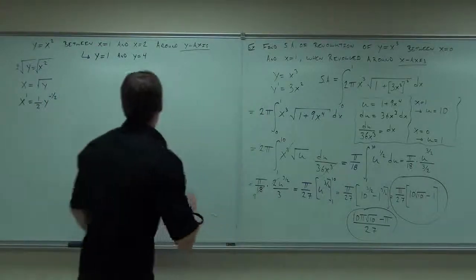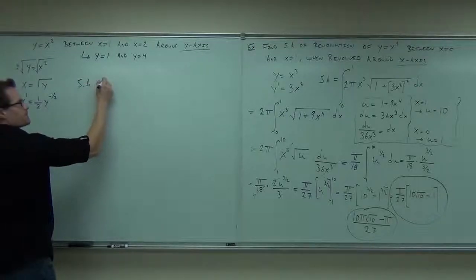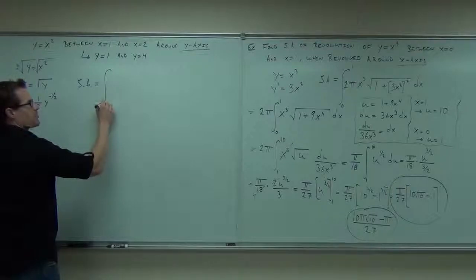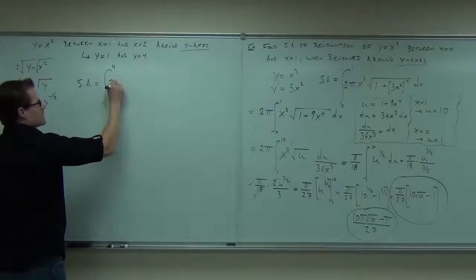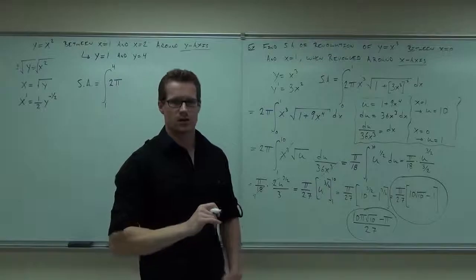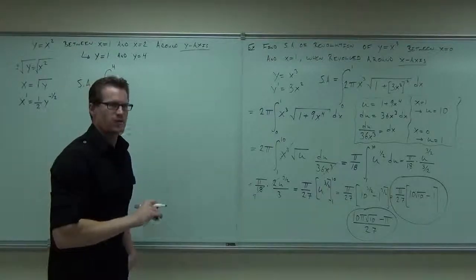Since we're looking for surface area of revolution, we know it's around the y-axis. Let's put everything in terms of y. It goes from 1 to where? Good, because we're going around the y, it has to be in terms of y. 2 pi's got to be there. What's the next thing I'm going to write next to the 2 pi? Square root of y, because it's in terms of y.